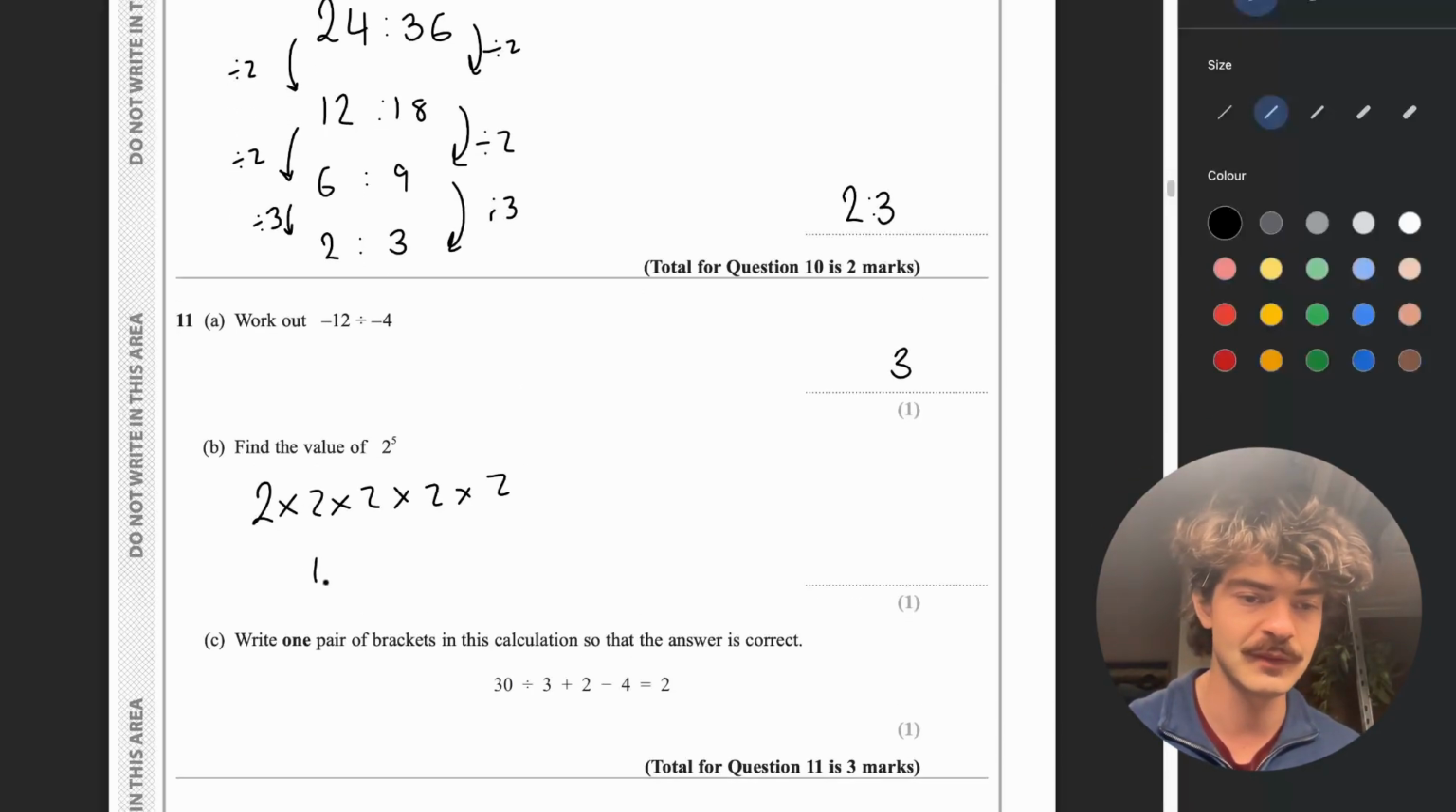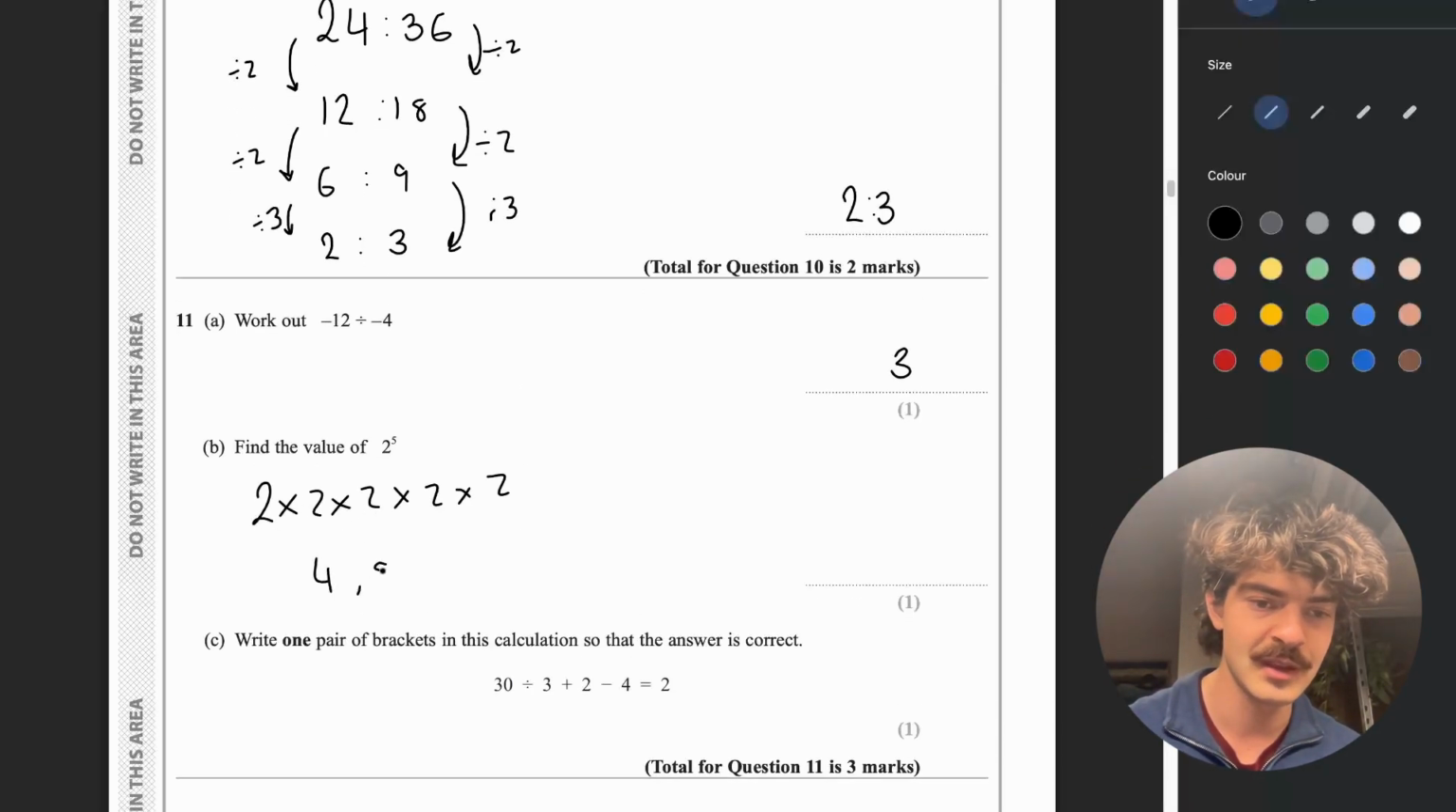So 2 times 2 gives 4. 4 times 2 would give 8. 8 times 2 gives 16. 16 times 2 gives 32.